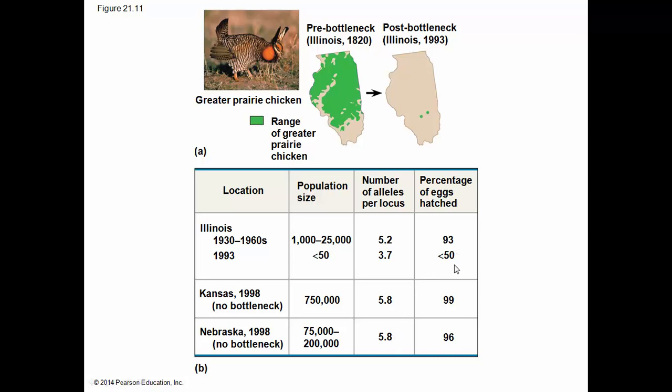And the percentage of eggs hatched was 93% and 99% and 96% before the genetic bottlenecking event. And then after the genetic bottlenecking event, with the reduced genetic variability, they have 50% or less viability.